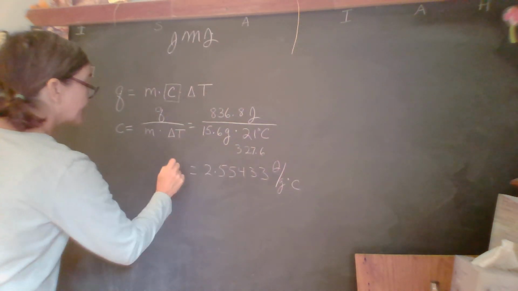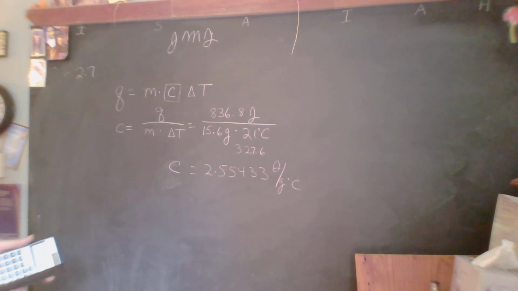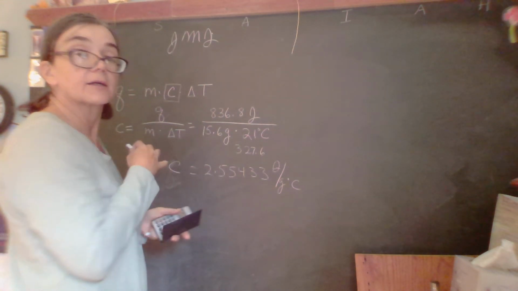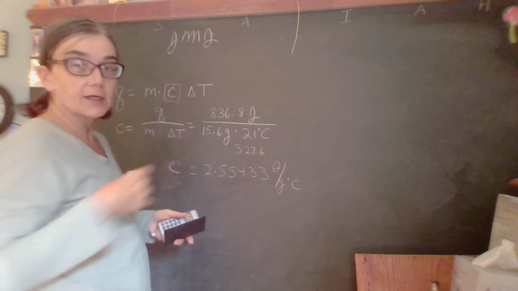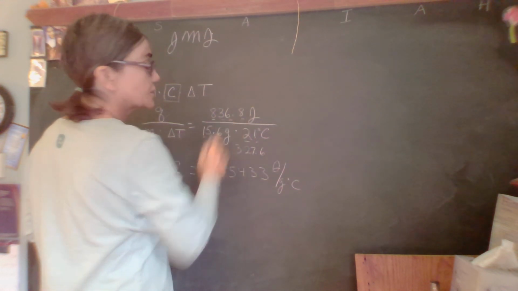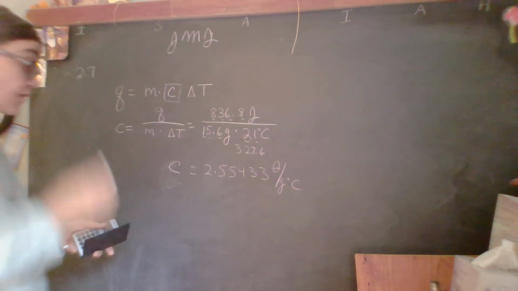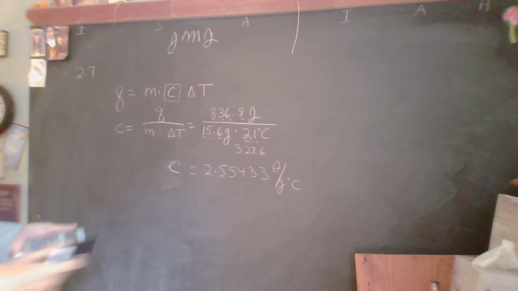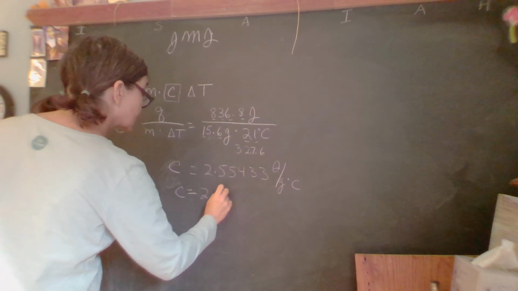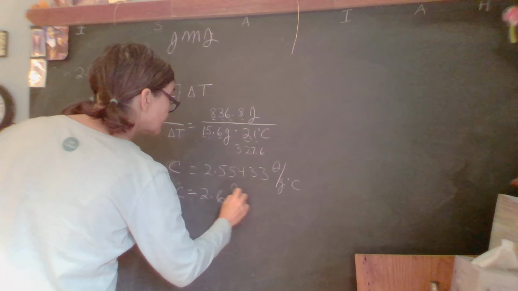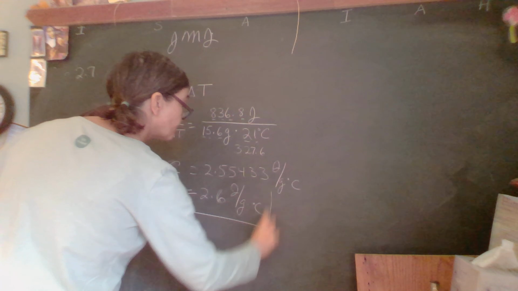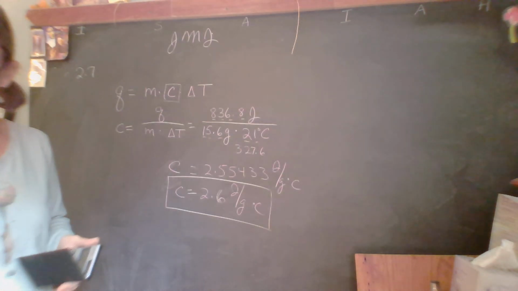Okay, whoops, let's see. Looking at my original numbers, I am doing multiplication and division, and so I need to be consistent with my significant figures. This one has 2, this one has 3, this one has 4. I need to have only 2 significant figures in my answer. So this 2.554, et cetera, I'm going to round to 2.6. C is 2.6 joules per gram degree Celsius. Okay, and that's it for 2.7.